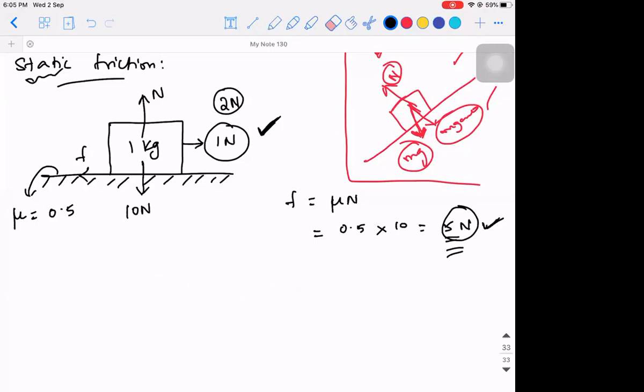Microscopic is only for interlocking of the irregularities. That is the only place where the microscopic properties come. Everything else you can see with your eyes.